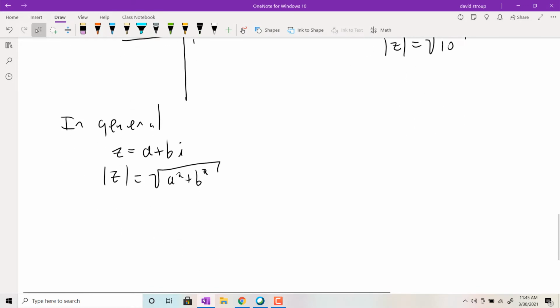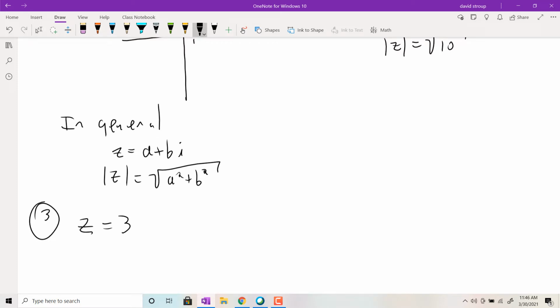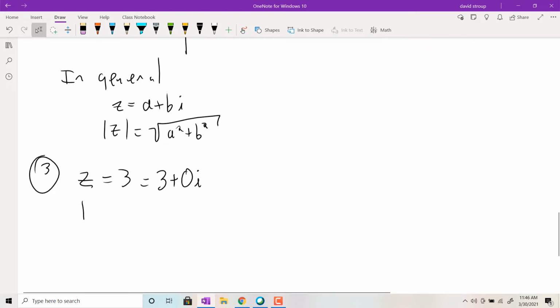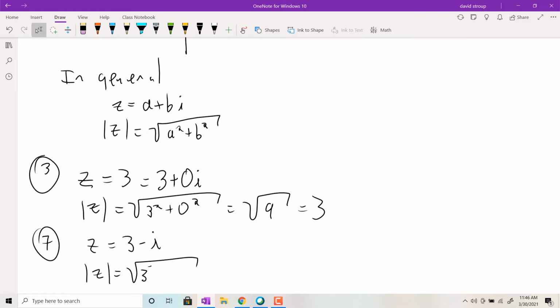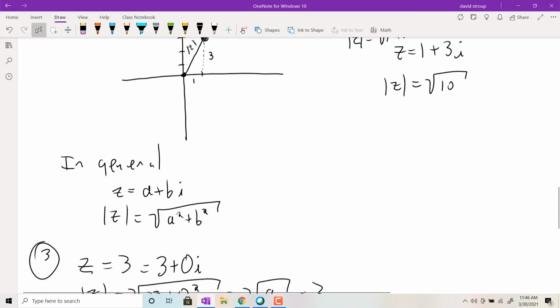Okay, so let's look at some examples from the book. Find the absolute value of 3. And again, 3 is the same as 3 plus 0i. Okay. So to get the absolute value, you're just taking the square root of 3 squared plus 0 squared, which of course is square root of 9, which is 3. Let's look at number 7. So z is 3 minus i. Absolute value of that then is the square root of 3 squared plus negative 1 squared. Okay, so it'll be root 10. Okay. So it's like the same problem we did, almost.